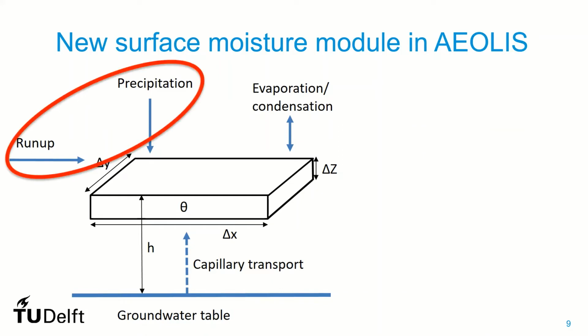And finally, the precipitation and run-up. In this surface moisture module, infiltration is not simulated explicitly. Instead, we assume that run-up and precipitation drains until soil moisture reaches field capacity. And this takes place in the consecutive time step of the run-up or precipitation event.